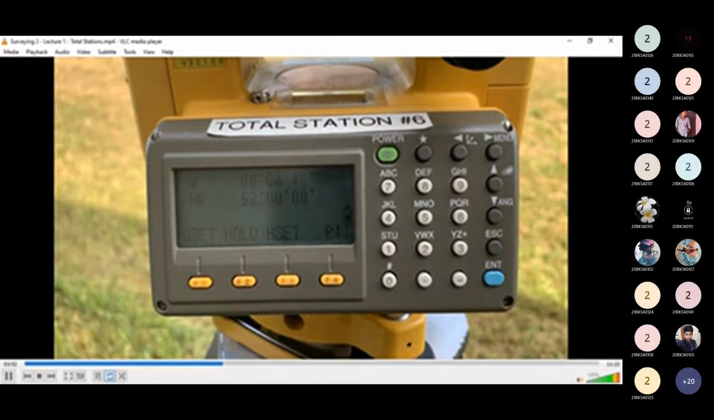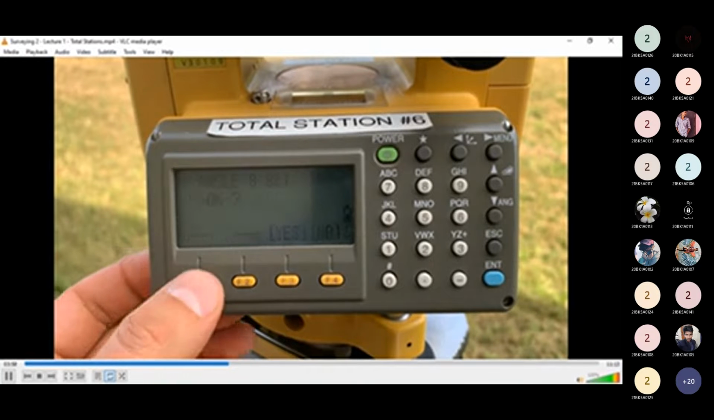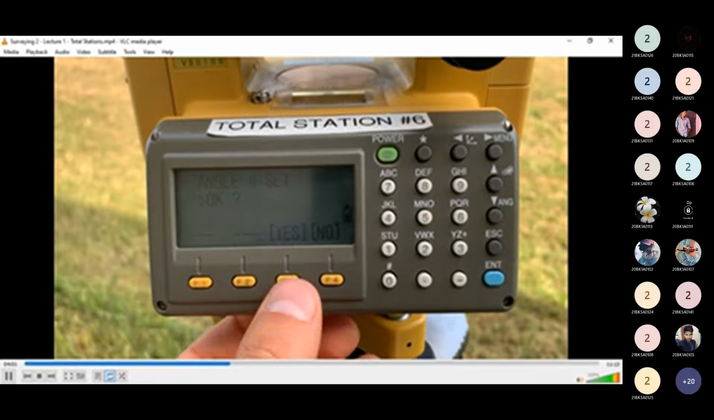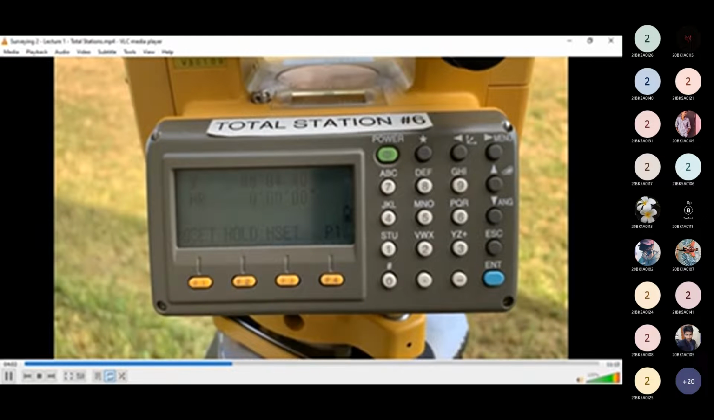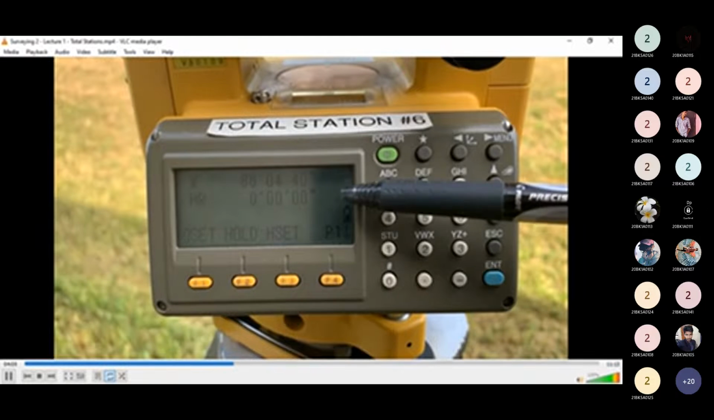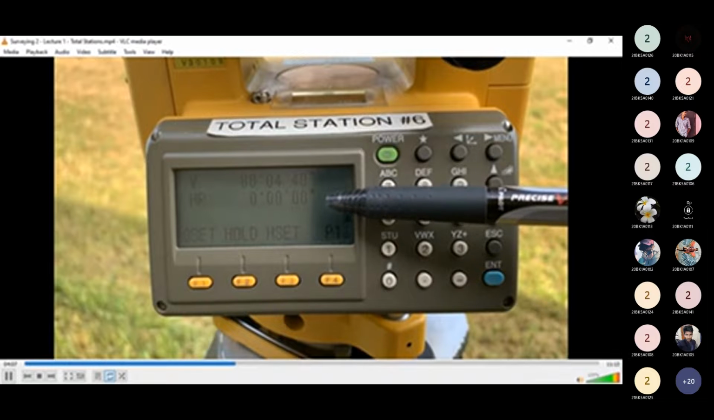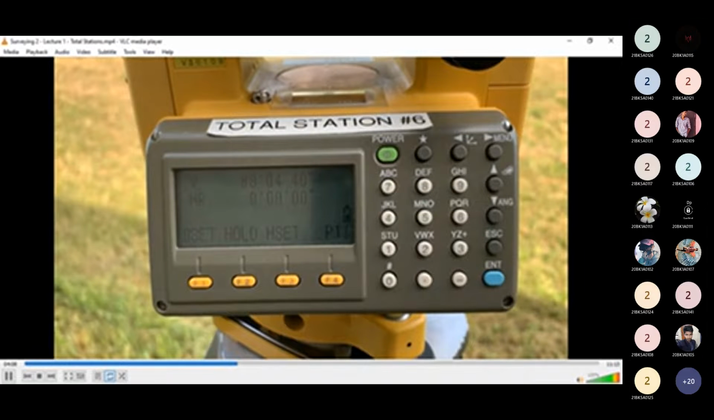So what we want to do, we sight our first prism. I've gone ahead and done that, and we'll set our horizontal rotation to 0. So we push F1 to 0 set, F3, yes, we want to set that angle to 0. And we can see our horizontal rotation becomes 0 degrees, 0 minutes, 0 seconds.